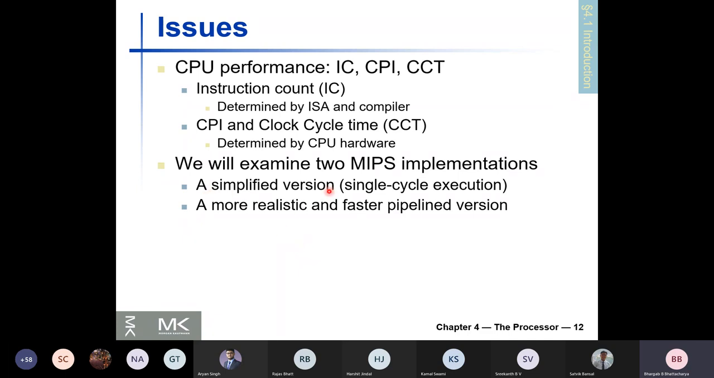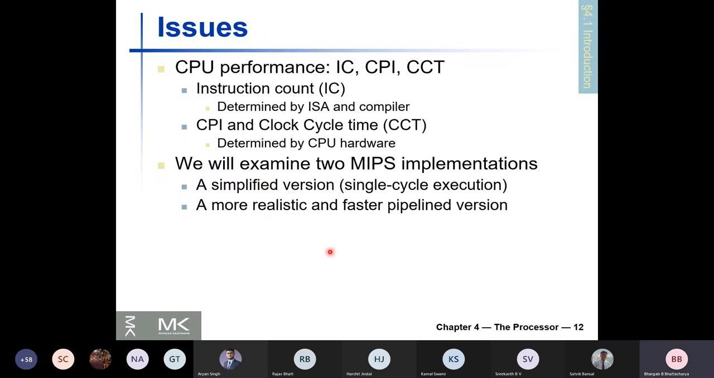So first of all, we'll consider a simplified version of a CPU, and this is called single cycle execution, meaning that in our instruction set we have many instructions, but my clock cycle time is such that every instruction can be executed within a single clock cycle. That is my basic assumption for this version. And this is easy to understand and easy to design.